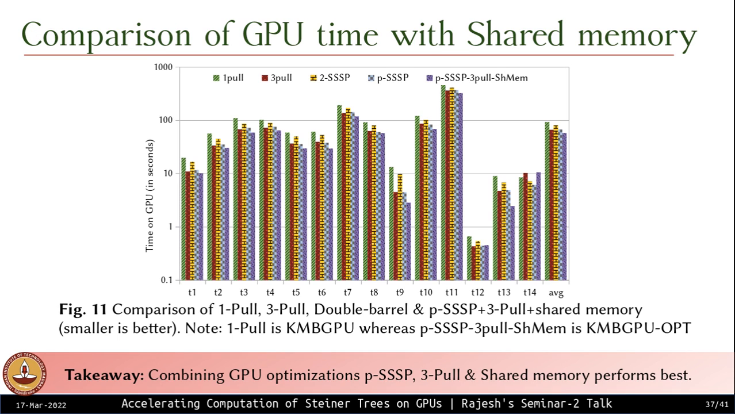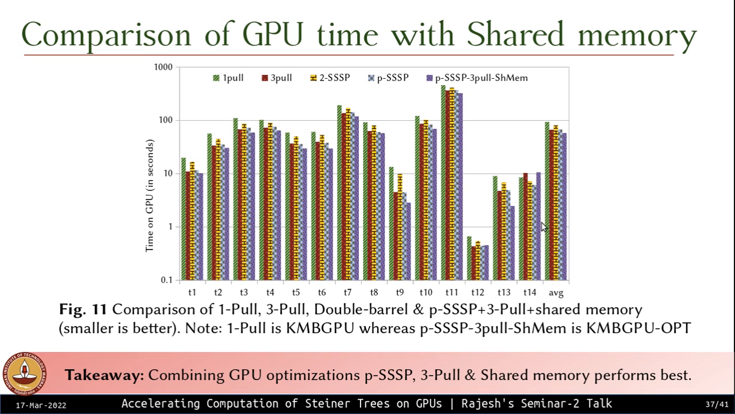Okay, so let's compare the GPU time. Each of the bars specifies the running time for each of the individual optimizations that we had. Notice 2-SSSP means a double barrel approach, and p-SSSP means for what p value the performance was at its peak. So when combining all these optimizations, p-SSSP, 3-pull, along with the shared memory, on an average we are able to achieve a good performance when combined with all these optimizations.